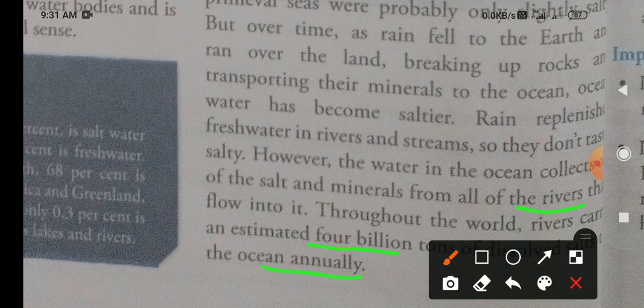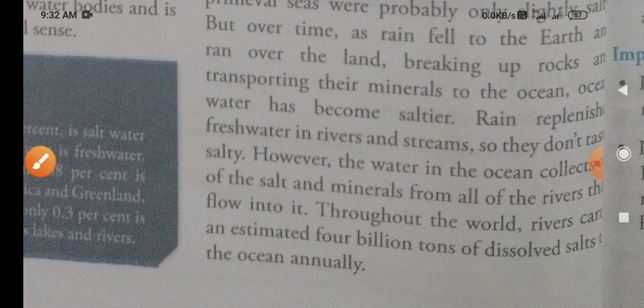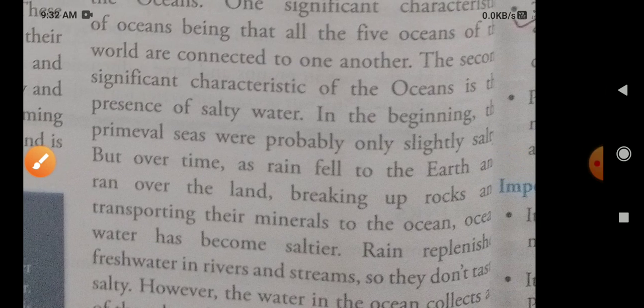So the two main characteristics of the ocean are that the oceans are interconnected, all the oceans being connected with one another, and that the water is salty. And they are more salty as time has passed. Got it? Now let us see the other one.